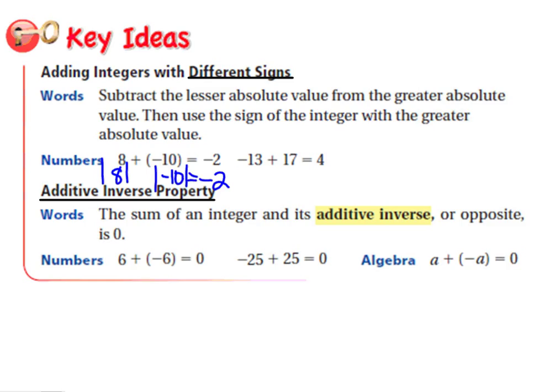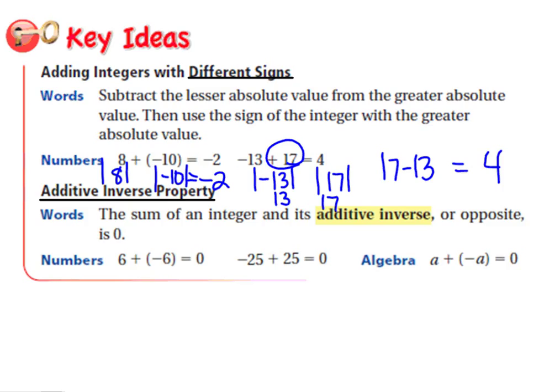Let's try taking a look at negative 13 plus 17. Take the absolute value of negative 13, which is 13, the absolute value of 17, which is 17. Subtract the difference between 17 and 13. Always put the bigger number first, minus the smaller number, and it equals a difference of 4. Since 17 is our larger number, the sign in front of 17 is positive, so our answer will also be positive. Now, the additive inverse property states that the sum of an integer and its opposite equals 0.